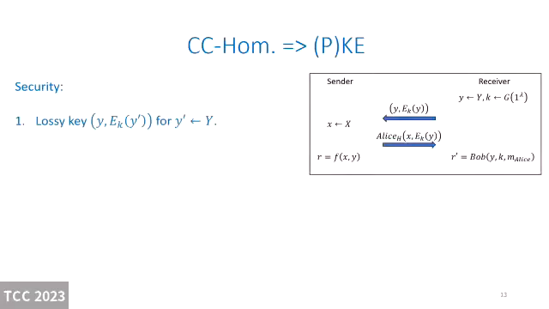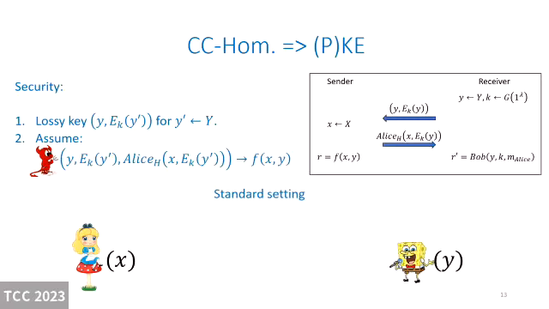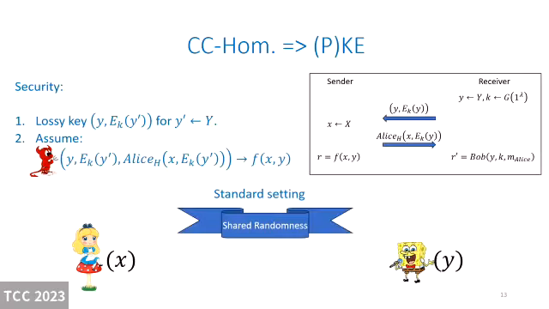For security, we first switch from the regular public key to a lossy public key by replacing the encryption of y by an encryption of an independently sampled y prime. And now, assuming towards a contradiction that the adversary can predict f of x,y given the transcript, we can construct a protocol in the standard communication complexity setting that will break the lower bound, which is of course impossible. So the protocol will use shared randomness that we can eliminate later.